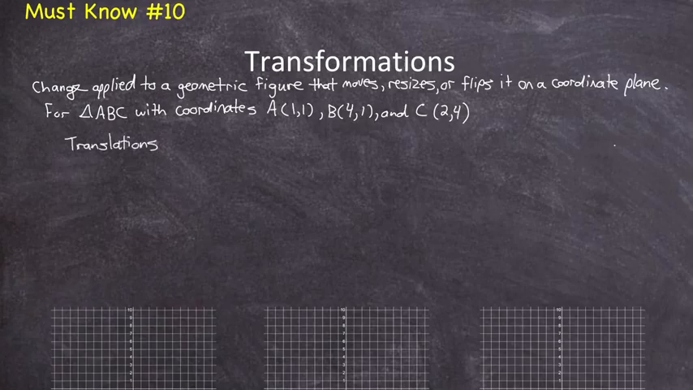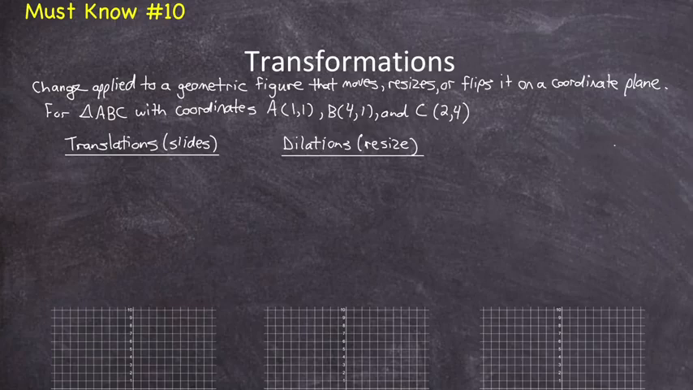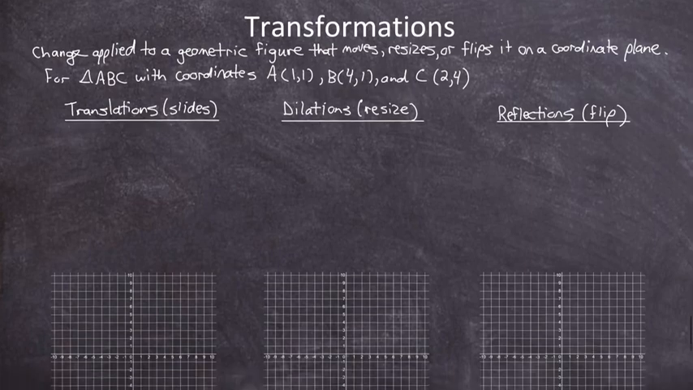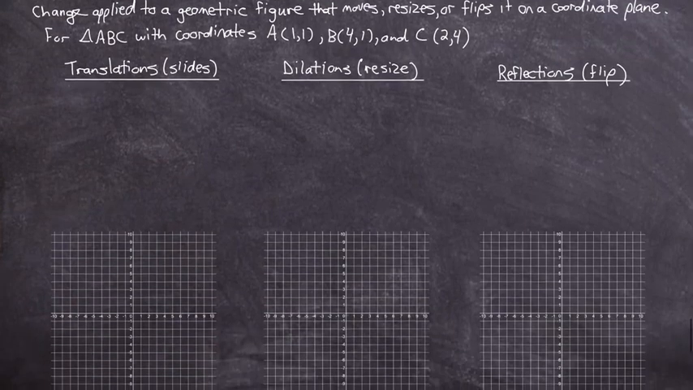Translations, which is just sliding a shape. Dilations, which means to resize a shape. And reflections, which means to flip a shape. Before we do any of these transformations, why don't I graph that triangle ABC on these grids below?